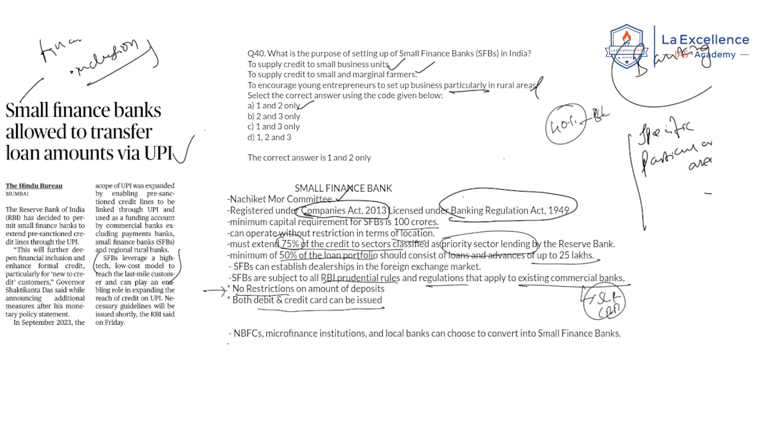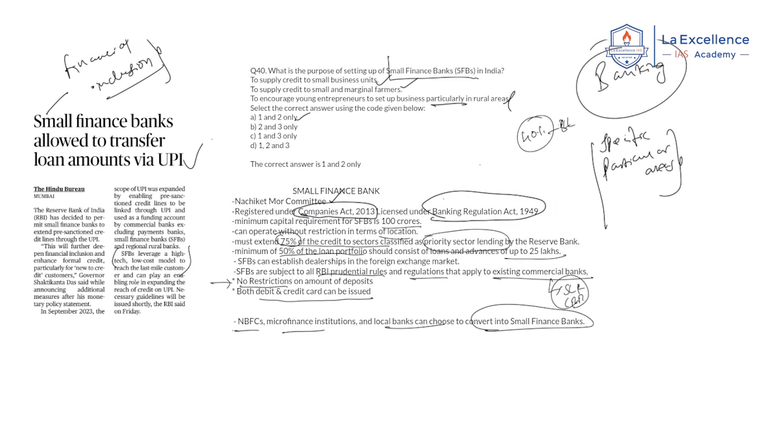Another important thing is that NBFCs, microfinance institutions and local banks can choose to convert into small finance banks also. You just have to remember these things in case a question is asked, because small finance banks have been asked previously, and UPSC has a habit of asking repeated themes. Just remember facts like 75%, Companies Act 2014, Nachiket More Committee, both debit and credit cards can be issued, things like that.